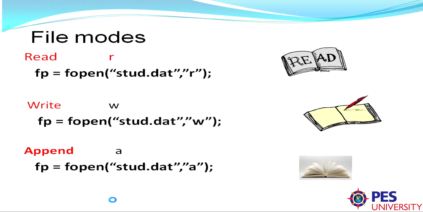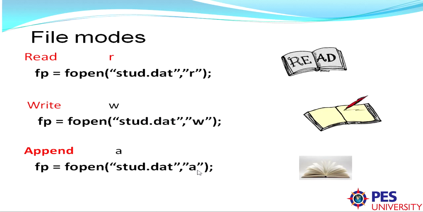So there are various file modes in which you can open the file: read, write, append. The first statement here, fopen student.dat, the data file is open for reading, which means you can only read from this file, you cannot write. So the file is open for read. And the second one, fopen, the same file for writing. So the file is open for writing now, so you can write data into this. And then the third one, the append mode, the same student.dat data file is open for appending. So you can append data to the file.